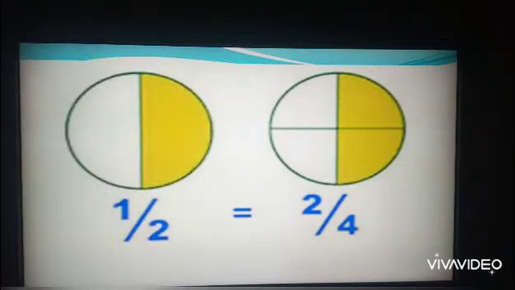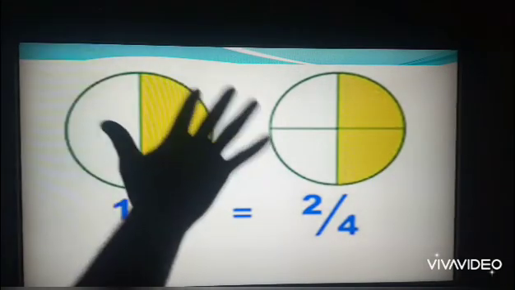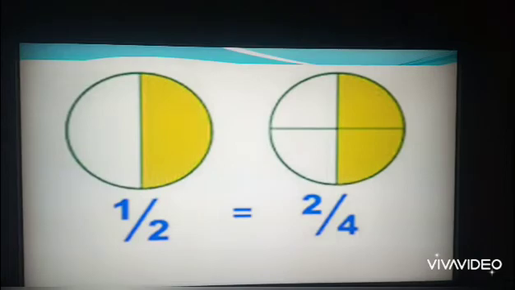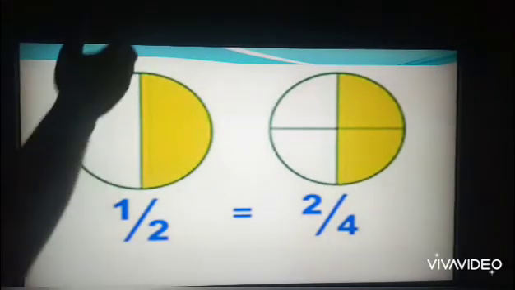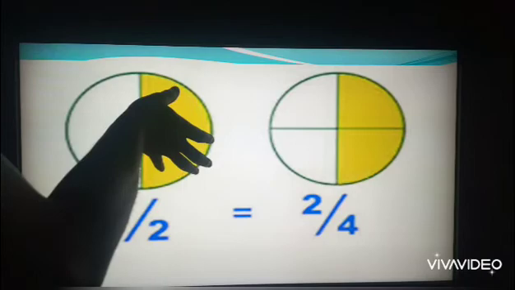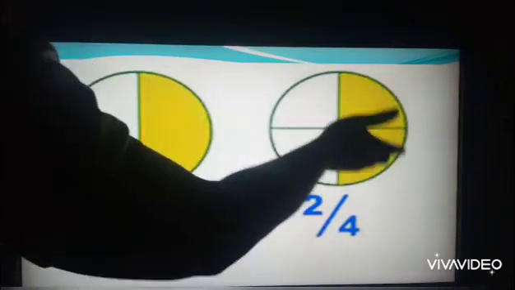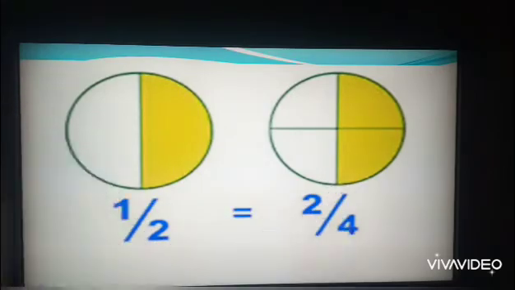This is a round orange, another round orange of the same size. And then you took a knife, you cut it into 2. This one, you took a knife, you cut it into 4. Now you realize that when you took 2 of the parts that you cut here, and then this one, when you took just one part of it, it is the same as the 2 you took from this part. So therefore, 1 over 2 is the same as 2 over 4.